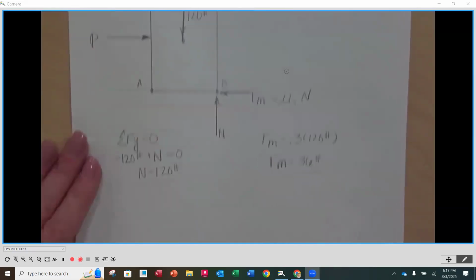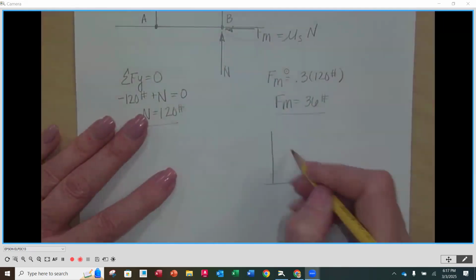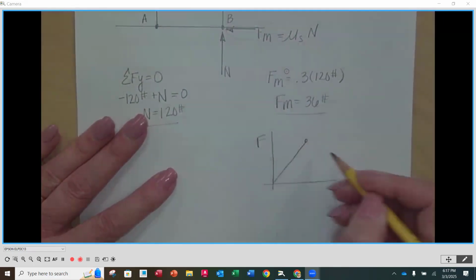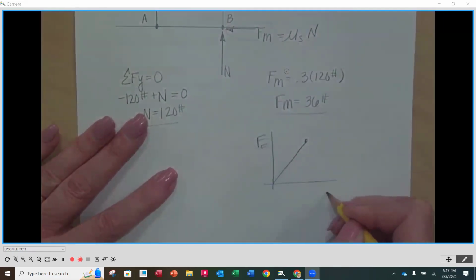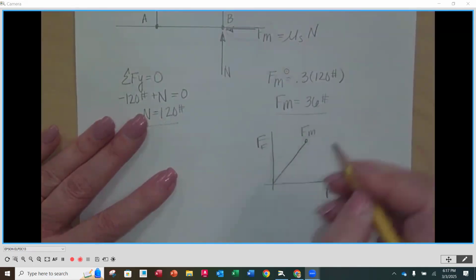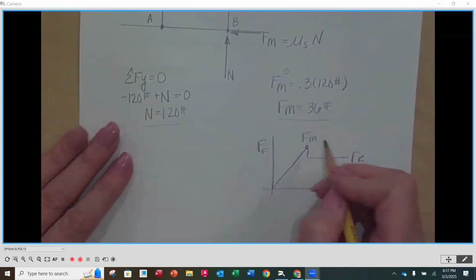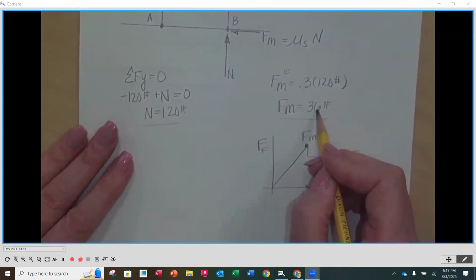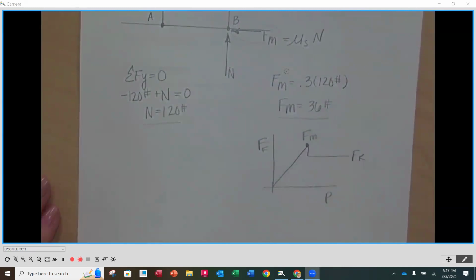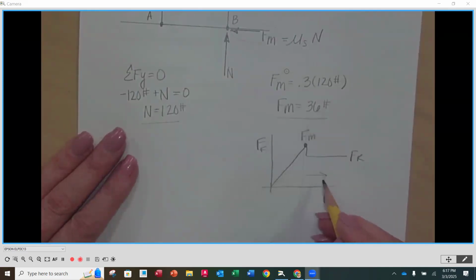Now, because we know that that is going to be the point friction force, P, this is going to be the maximum friction force, okay? This is going to be our kinetic friction. This point right here, we know that that is 36. That means to get it moving, is it going to be equal to 36? Or is it going to be greater than 36? Greater than, because we want to be on this side, right?